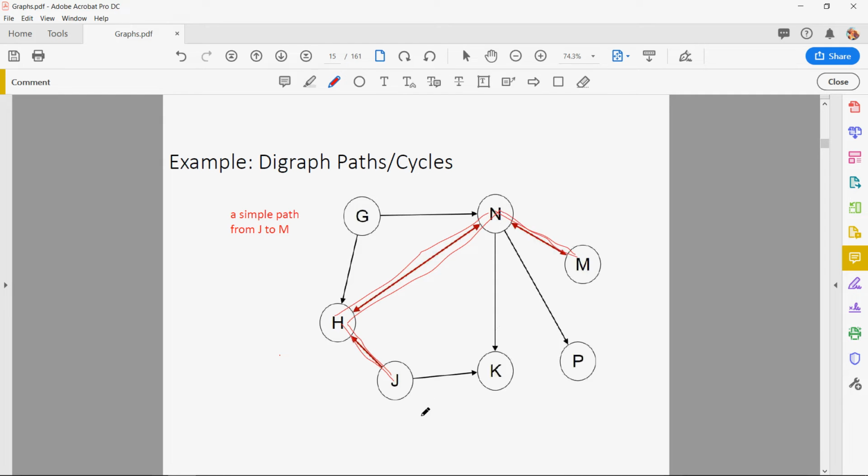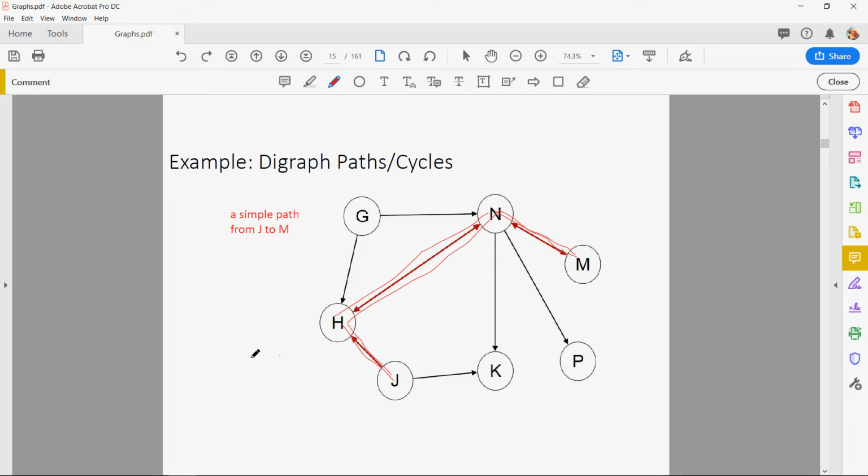Now, there are, of course, edges that connect J to K, but there is no edge that connects K to N. Even though it's an edge, it's in the opposite direction. So a valid path from J to M would not be J to K and K to N and N to M. That would not be correct because that does not follow the direction of the edges.